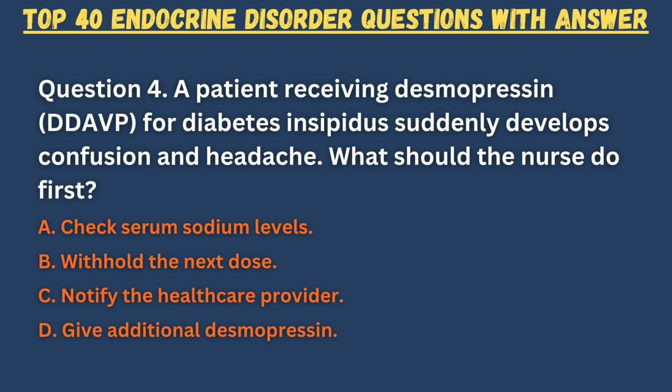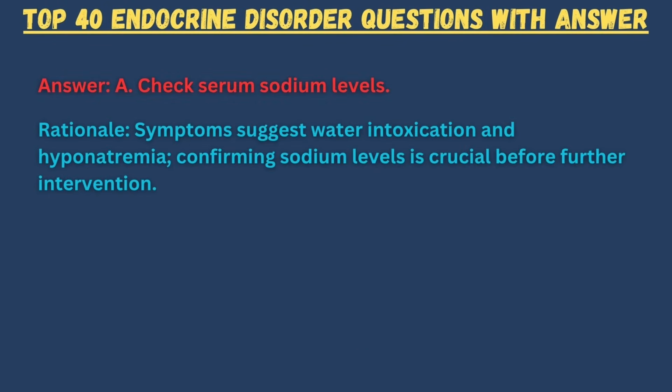Question 4. A patient receiving desmopressin, DDAVP, for diabetes insipidus suddenly develops confusion and headache. What should the nurse do first? A. Check serum sodium levels. B. Withhold the next dose. C. Notify the healthcare provider. D. Give additional desmopressin.